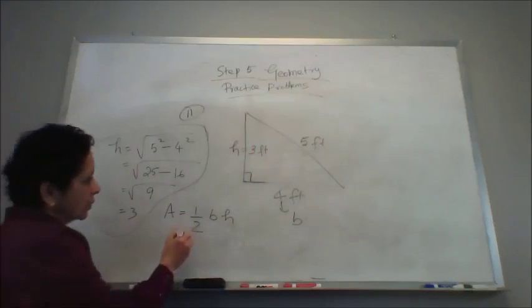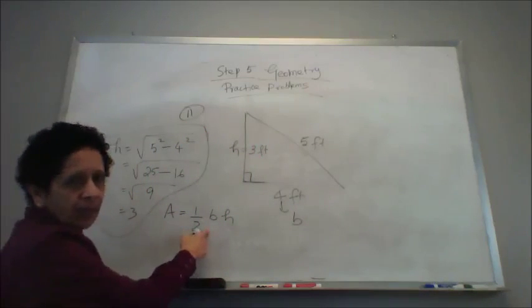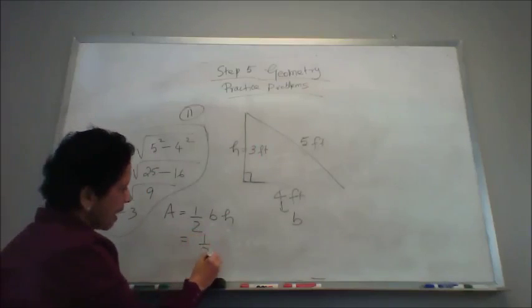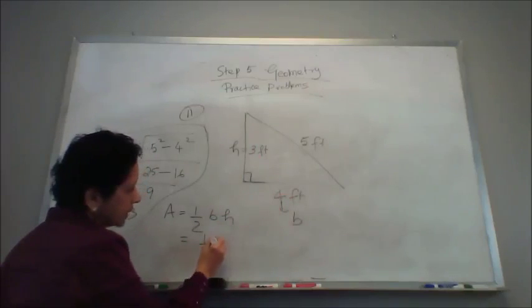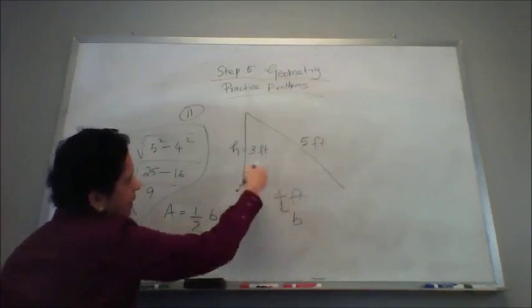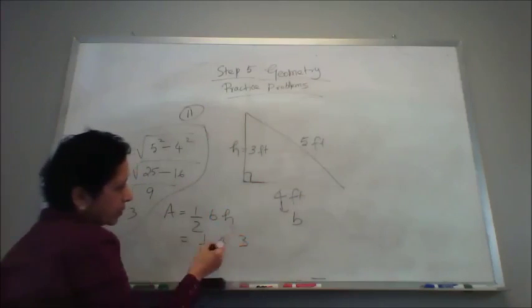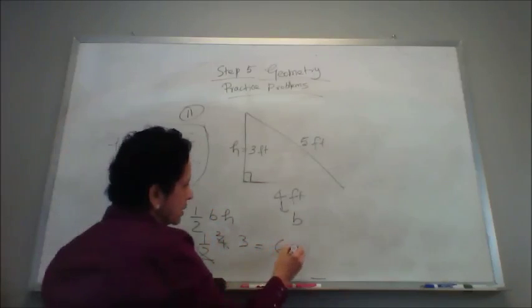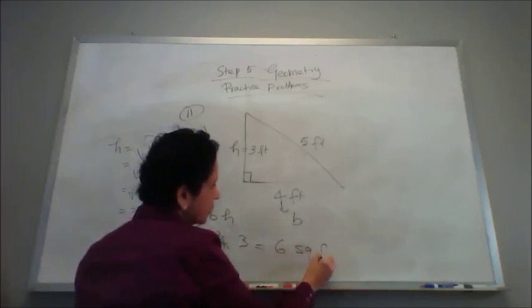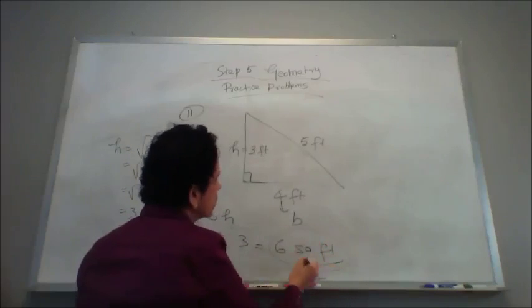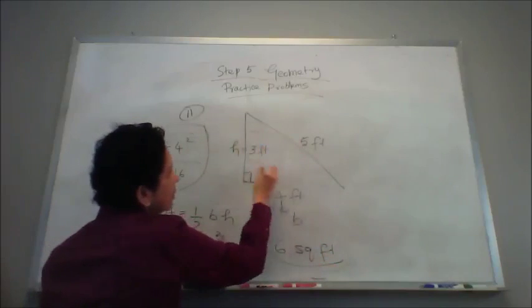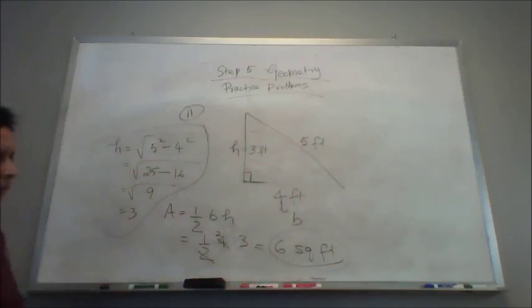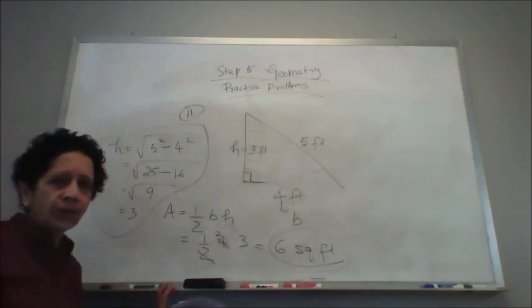So now you go back to this formula for the area of the triangle, 1/2 base times height. Base is 4 feet, height is 3, so you can plug in all the numbers. Then 12 divided by 2, that's exactly 6 square feet. So the area of the triangle is 6 square feet.